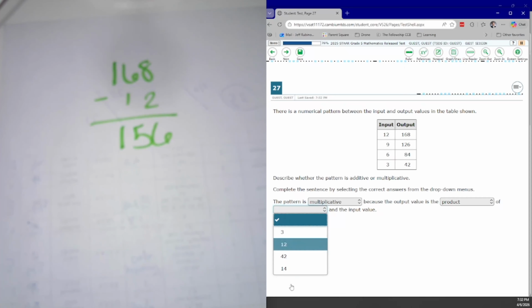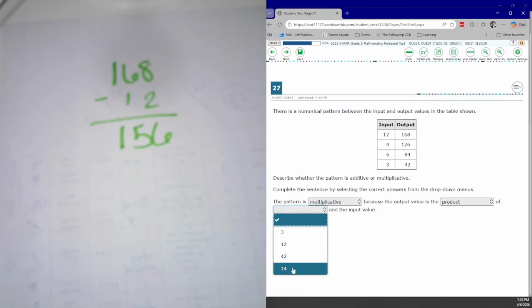I need to test some of these numbers, but because I'm a great mathematician, I can already think through and say, I know it's not 3. Because 12 times 3 is 36. So it can't be 3. And I also know it can't be 12. Because 12 times 12 is 144. So those are, knowing my math facts, I already know those. So that means it's either going to be 42 or 14.